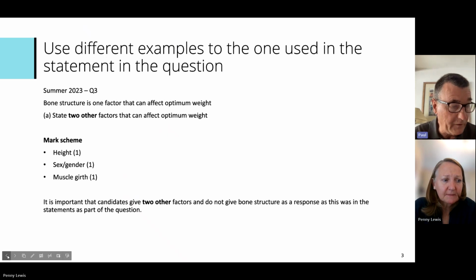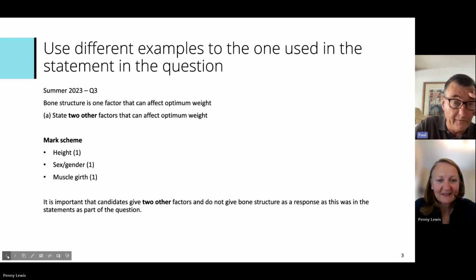Sure. The first tip is to ensure that where an example of a factor is provided already in the stem of the question, this is not repeated in the answer. This may sound obvious and simplistic, but you'll not believe how many candidates lose marks by doing this every series.